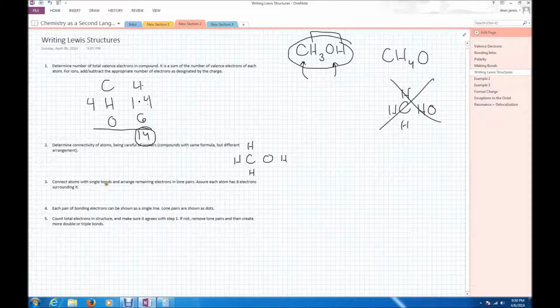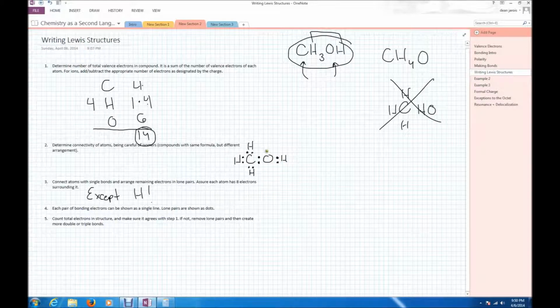Okay, so step 3. Connect atoms with single bonds and arrange remaining electrons in lone pairs. Assure each atom has 8 electrons surrounding it, except hydrogen. We talked about that for the last one. Hydrogen is a rule breaker. It likes to have 2. So let's add single bonds here. That looks pretty good.